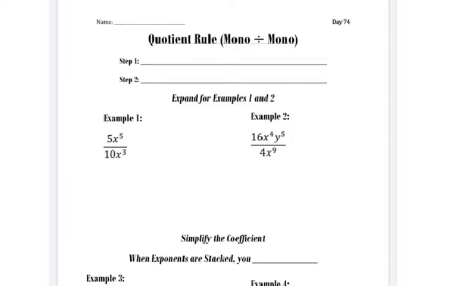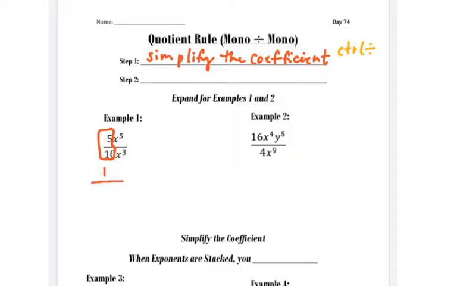So step one, what we need to do is called simplify the coefficient. So we simplify the coefficient. So if you remember, the coefficient is the big number in front of the x. So if we were to simplify, if you struggle with reducing fractions, in your calculator, you can press Control Divide and then type in 5/10. Or you can do it in your head. 5/10 will reduce to 1/2.